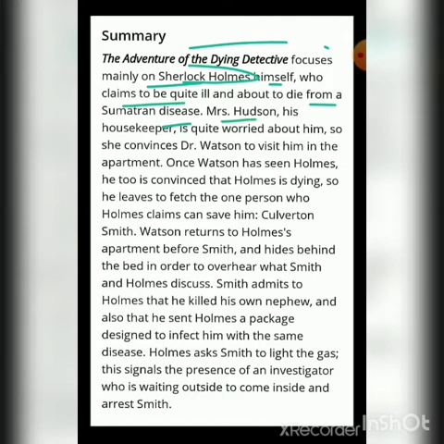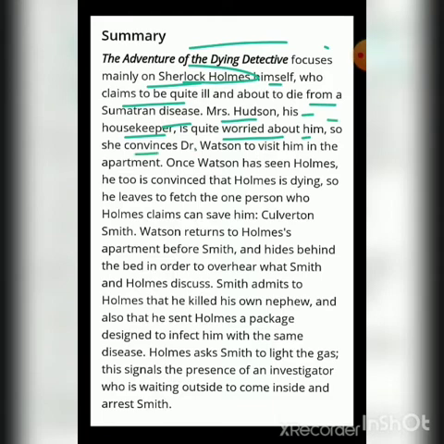Now Mrs. Hudson. Who's Mrs. Hudson? Hudson was his housekeeper, Sherlock Holmes' housekeeper. She's quite worried about him because he hasn't eaten anything for 3 days, and that is why she's worried about his health. Mrs. Hudson, who happens to be his housekeeper, looks after him and his house, right?